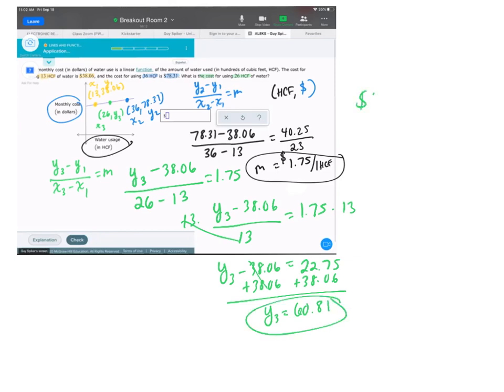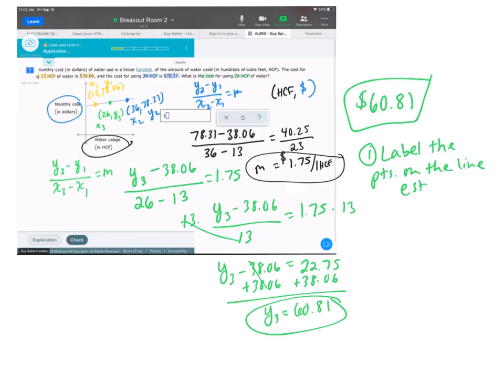Okay, so your answer is going to be $60.81 in this case. Alright, so just to review, the first thing you want to do is label the points on the line, and you're just going to estimate. Then you use your slope formula, and that will give you your slope. And then lastly, you use your slope formula again to determine the missing value.